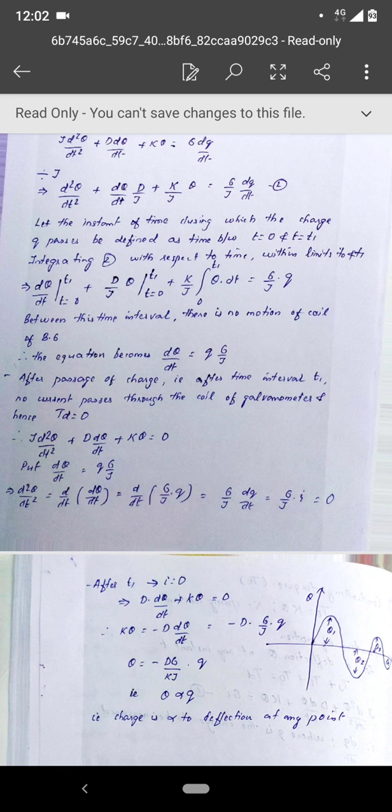So what happens to the equation? The equation becomes d theta by dt plus k theta equal to 0. That happens after t1. From here we know what k theta is. K theta is equal to minus d theta by dt, or theta is equal to minus dg by kj into q. And you know that d is a constant, g is a constant, k is a constant, and j is also constant. So overall it is a constant, so we can write that theta is directly proportional to q, that is, charge is directly proportional to deflection at any point.